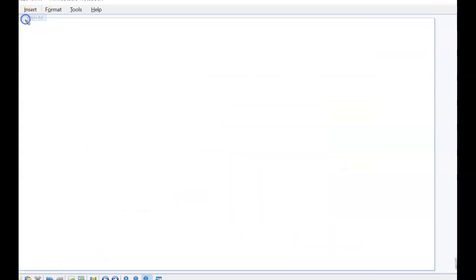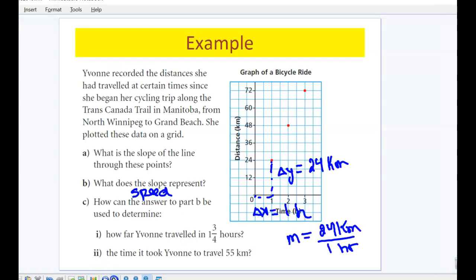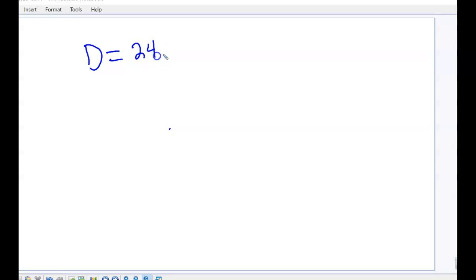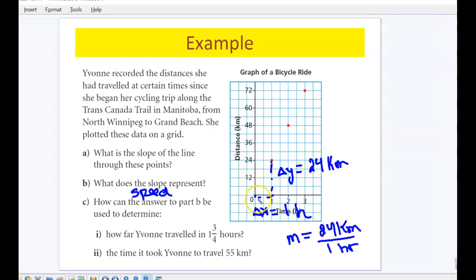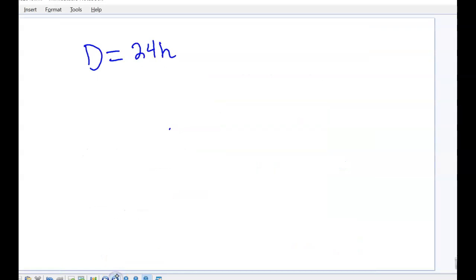Well, it would make sense if we first came up with an equation for our distance. Well, our distance is equal to our rate of change, and we said that our rate of change was 24 times t plus the y-intercept. Again, the y-intercept, if I draw my line in here, the y-intercept is 0. So my equation is just d equals 24t.